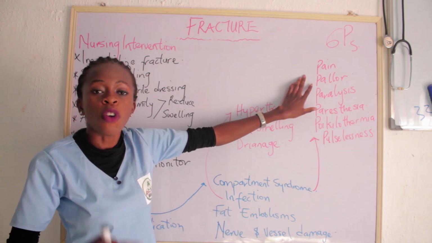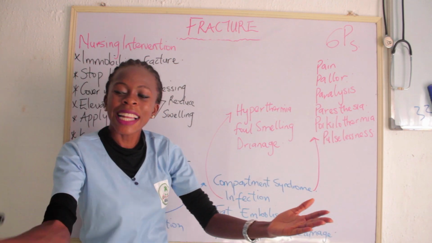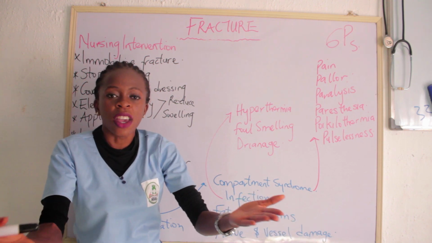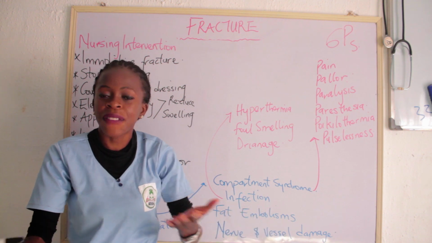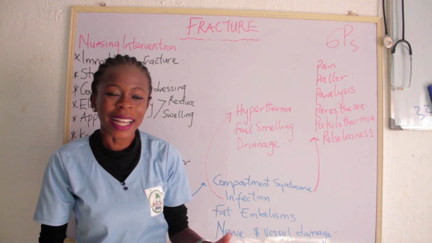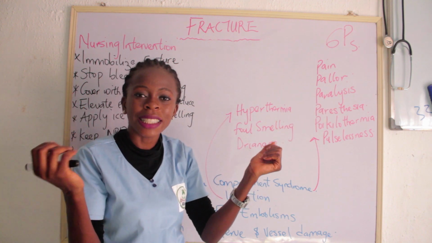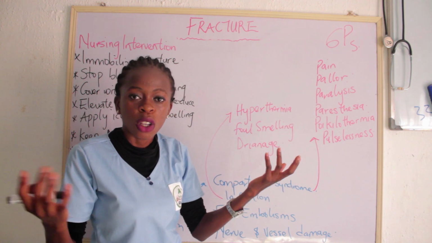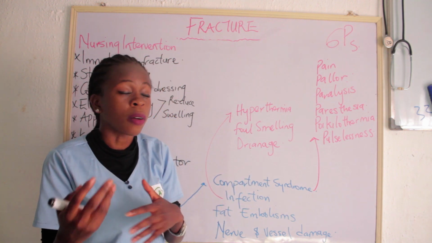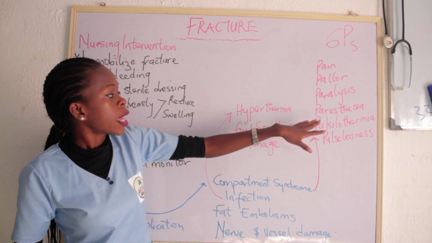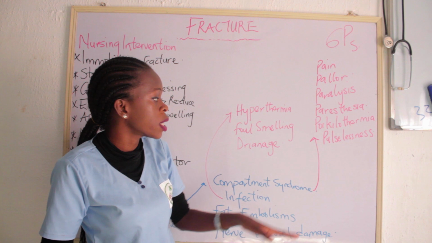You have to observe for pallor. You have to compare the hand that is affected and the hand that is not affected. You see the difference between the affected limb or the affected part. Then you have to check for paralysis. Is the patient moving the hand or not? Is it moving the leg? So you have to observe for paralysis, if the fingers are moving, if the toes are moving. Then paresthesia, which is a tingling sensation, you have to observe for it.